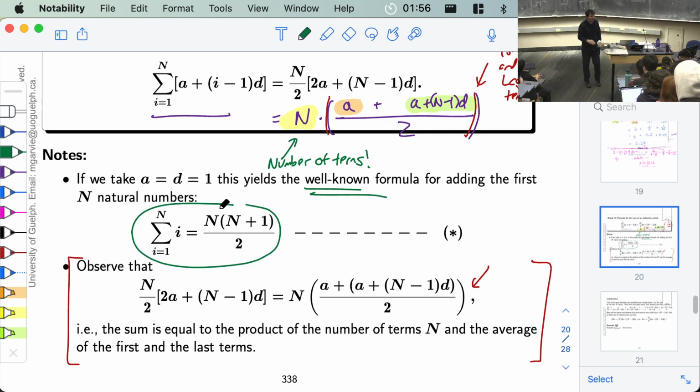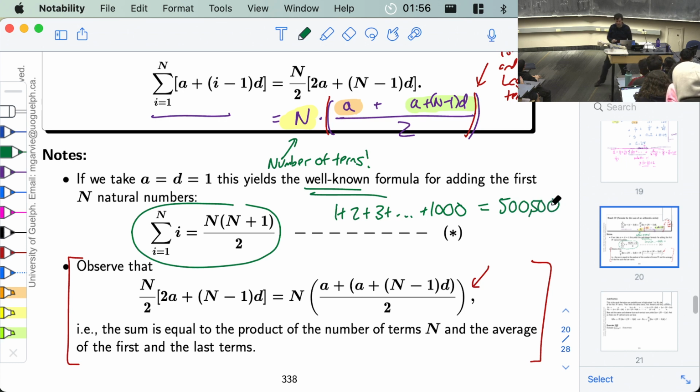This is the formula that little baby Gauss knew, and it threw off his teacher who was trying to make him spend all day adding numbers. Gauss just did this formula with n equals, I think, 1,000 in the video. So the sum of 1 plus 2 plus 3 plus ... plus 1,000 is equal to 500,500. That was what we did in the video. n times (n plus 1) divided by 2. That's the statement of the formula.